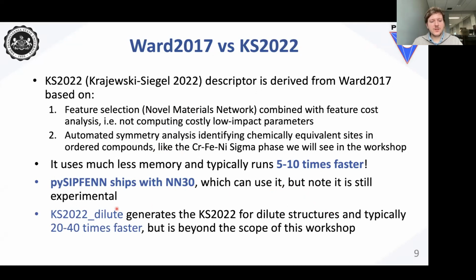Now, the KS 2022 is also optimized in a separate function within PySIPFENN for dilute solutions, and it generates the exact same feature vector, the KS 2022, but it's about 20 to 40 times faster, because it recognizes which sites that are not chemically equivalent in a dilute structure are actually very similar to each other, and were chemically equivalent before the solute atom was added. That allows us to generate exactly the same result, but much faster. But this is all beyond this workshop, and it's going to be covered in the future.